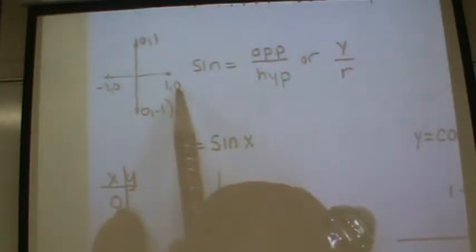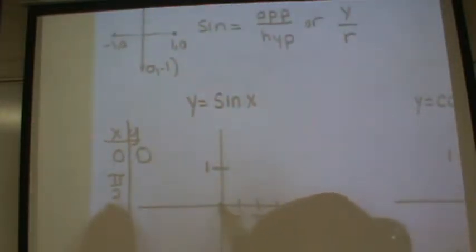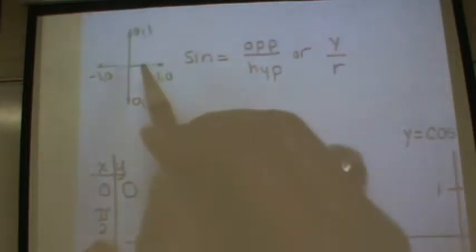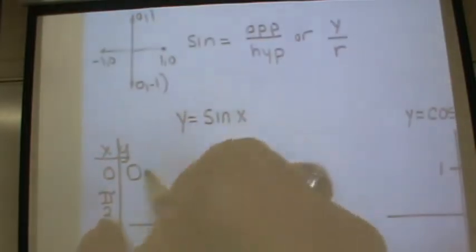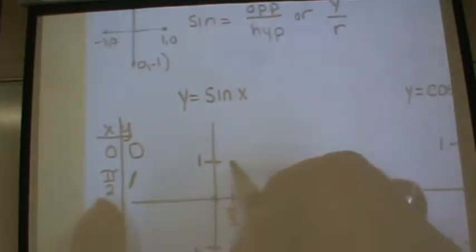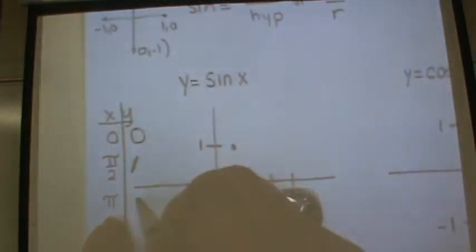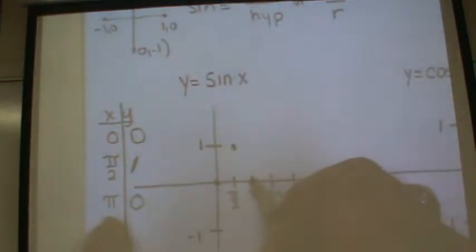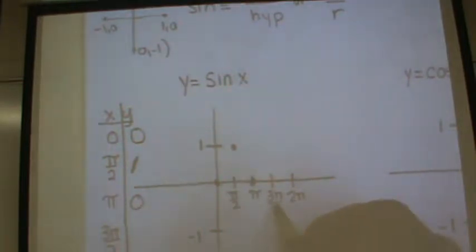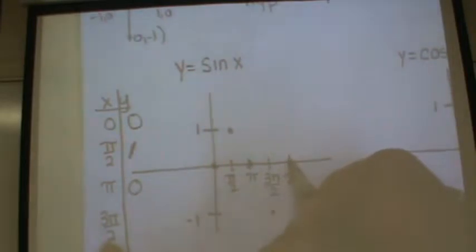So the y value is 0 here, so 0, and r is 1. 0 over 1 is, what's 0 over 1? 0. So that's this point right here. Pi over 2 is 90 degrees. The y value is 1. 1 over 1 is 1. So over pi over 2, up 1. At pi, the y value is 0. 0 over 1 is 0. 3 pi over 2, y is negative 1. And at 2 pi, it's back to 0.